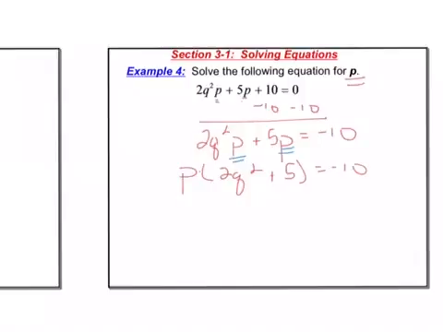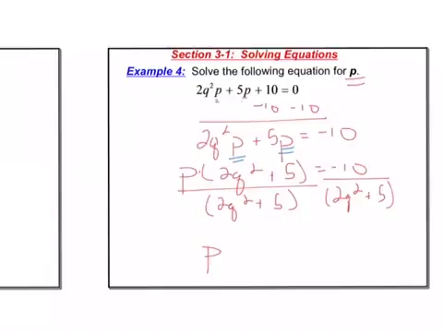And similar to the previous problem in example 3, because I'm multiplying by that whole quantity, 2q squared plus 5, I'm going to divide both sides by 2q squared plus 5. So my final answer then is that p is equal to negative 10 over 2q squared plus 5.